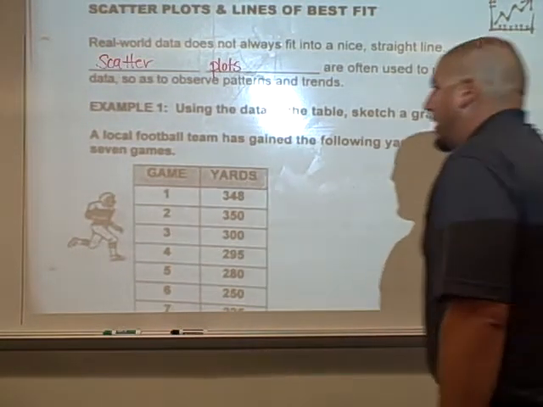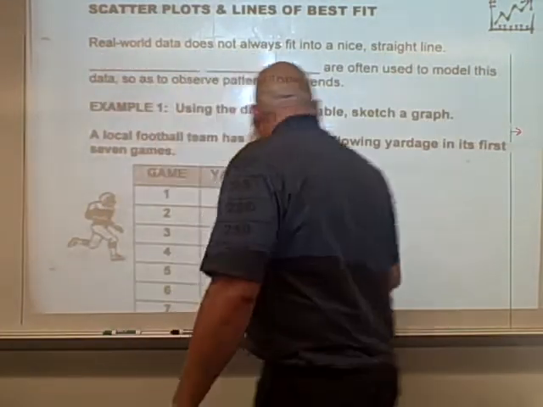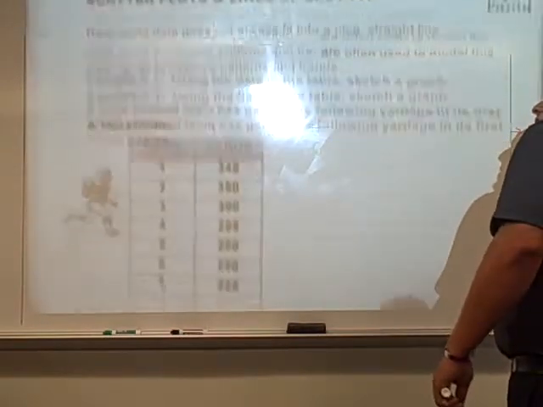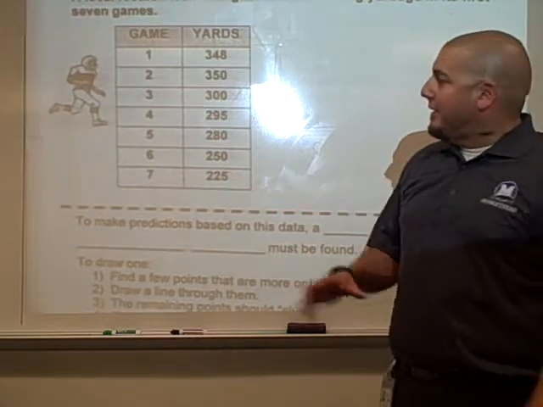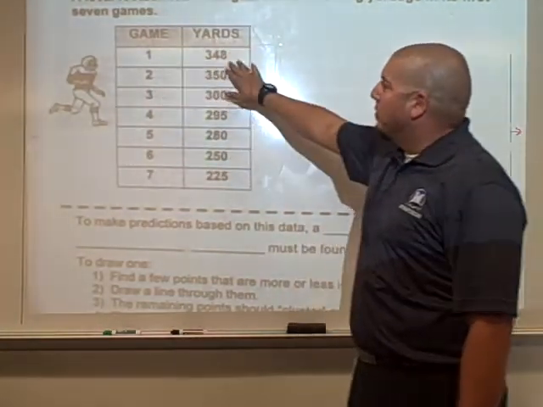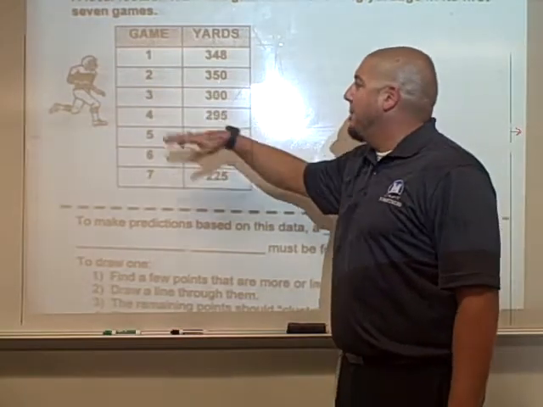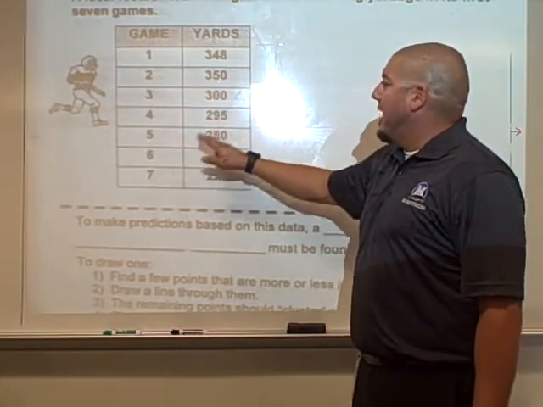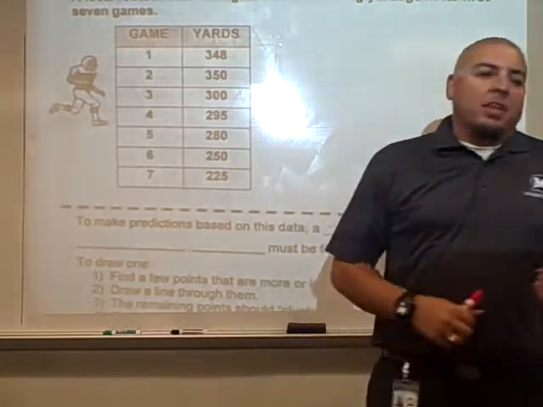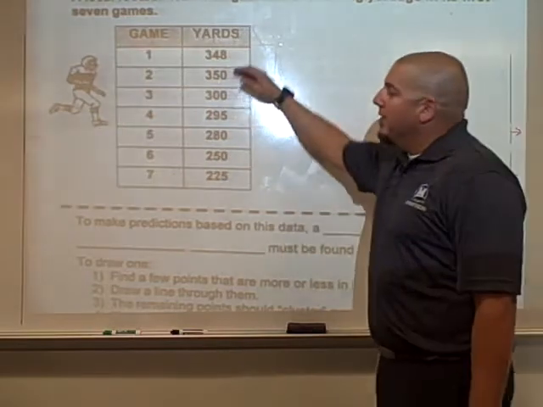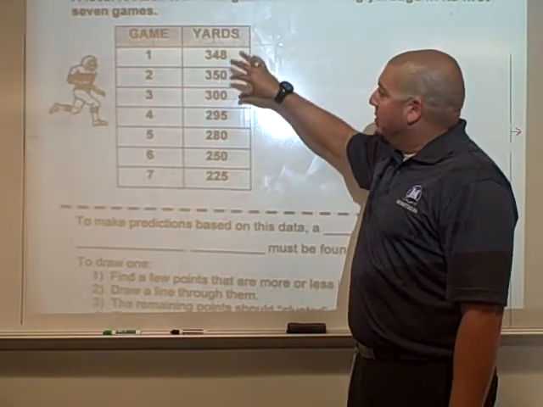So I'm going to erase this scatter plot and move this up so we can see it a little bit better. Okay? So here's the data that some statistician collected. In the first game they gained 348 yards, the second game 350 yards, the third game 300 yards, the fourth game 295, fifth game 280, sixth game 250, seventh game 225. You can kind of see a trend as you look at the table. With the exception of the first game, all the games start to go down.